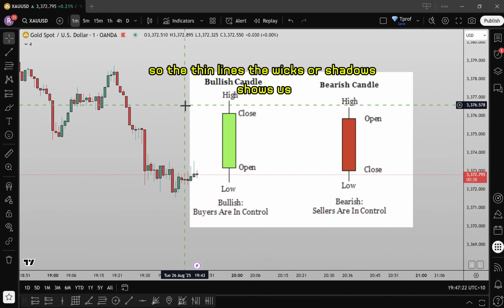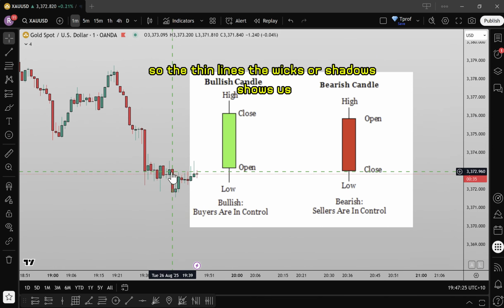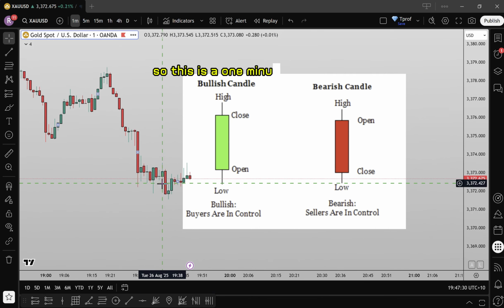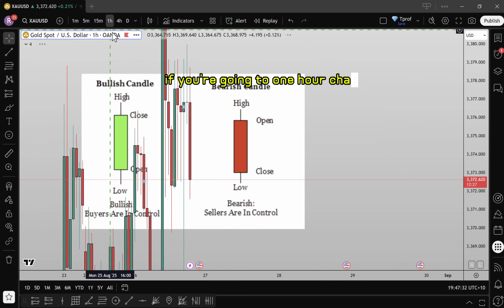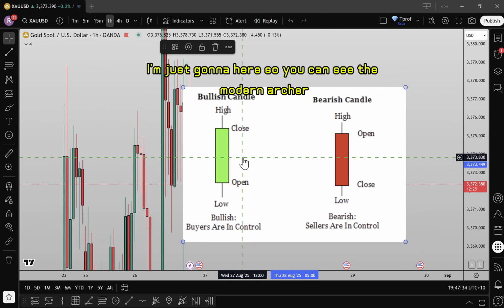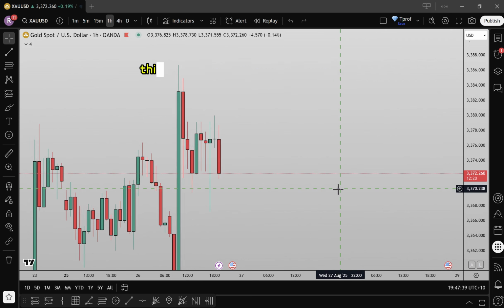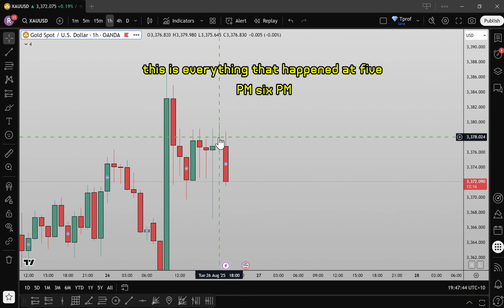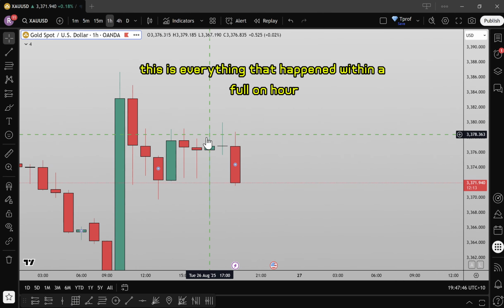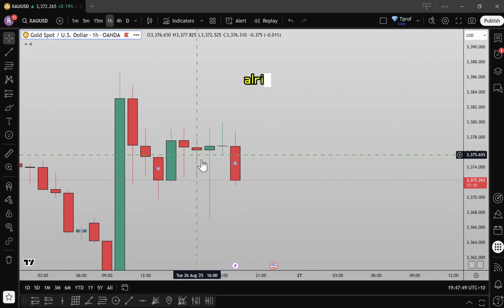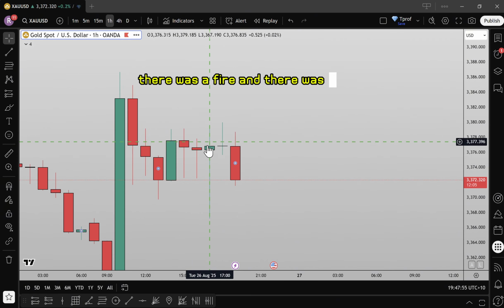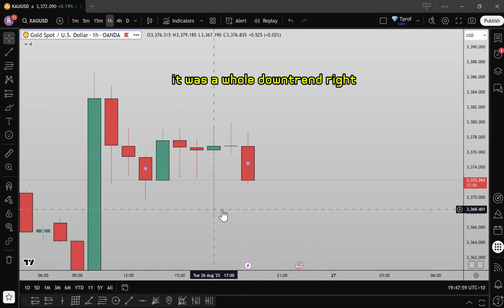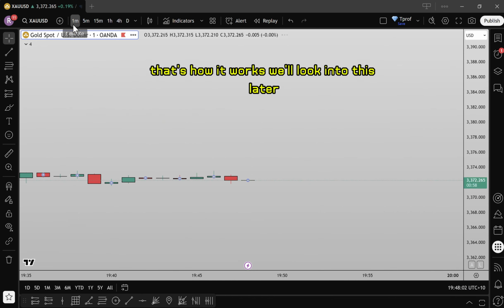So the thin lines, the wicks or shadows, show us the extreme prices that were reached during the battle. So this is a 1 minute chart that I'm looking at. If you go into the 1 hour chart, this is everything that happened within a whole hour. So this is everything that happened at 5 p.m., 6 p.m. So this is everything that happened within a full on hour, right? So there was a battle, there was a buy, and there's a huge sell. But in the 1 minute market, it was a whole downtrend, right? That's how it works. We'll look into this later.